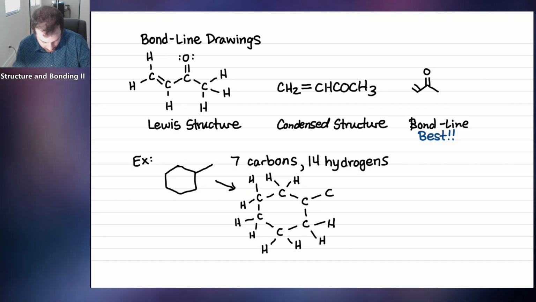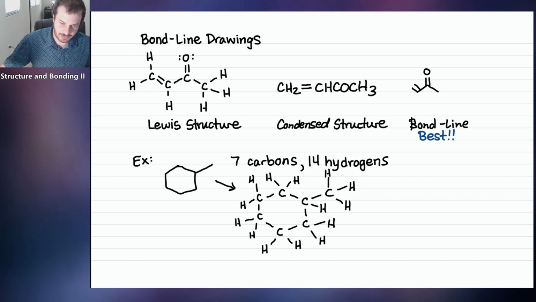Two hydrogens here. This carbon here only needs 1 hydrogen because it's already making 3 bonds. And then this carbon up here needs 3 hydrogens because it's only making 1 bond. So wow, you can see that it's much faster and easier to draw a bond line structure than a Lewis structure because you don't have to draw all the carbons out and you don't have to draw all the hydrogens out.